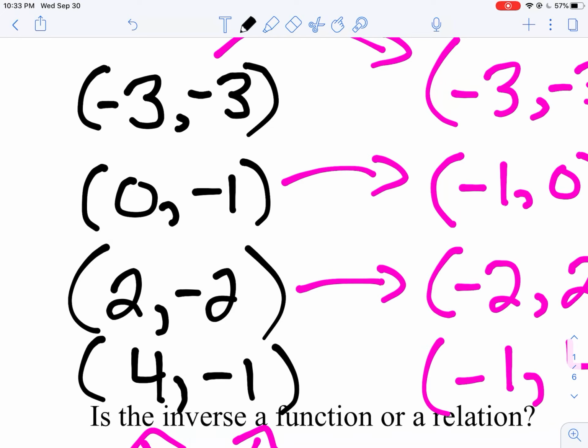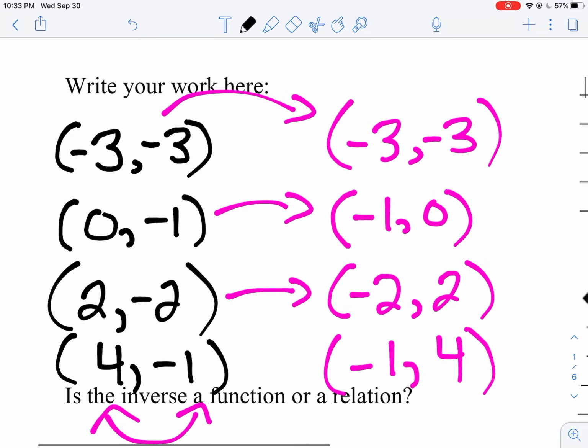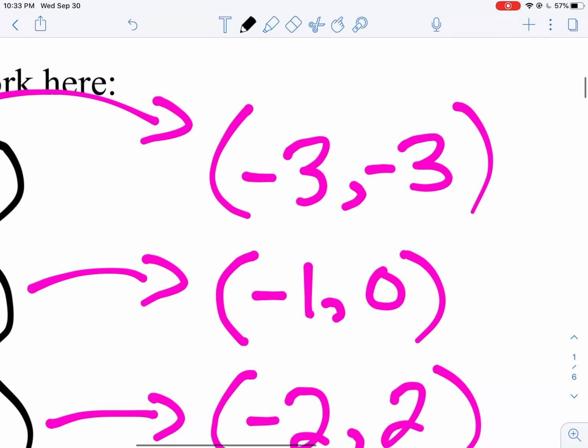And then when we're doing the inverse of a function, remember we're swapping out our x and y's. So that's the next step I did. -3, -3 didn't really swap out to anything because it's the same value. However, when I had 0, -1, my new value is -1, 0. When I had 2, -2, my new ordered pair is -2, 2. When I had 4, -1, my new ordered pair is -1, 4.